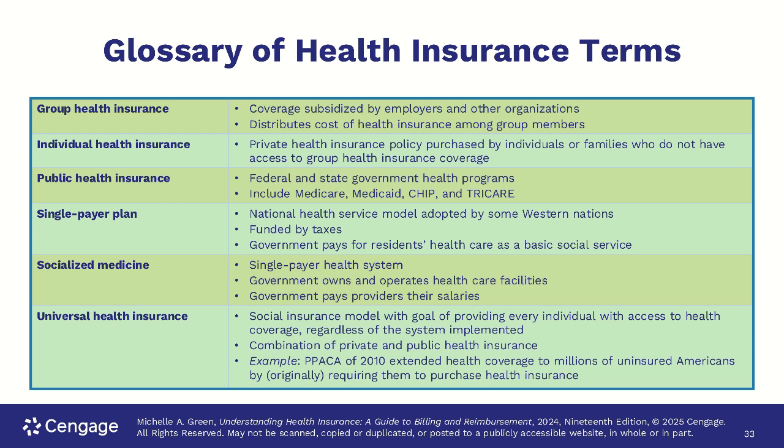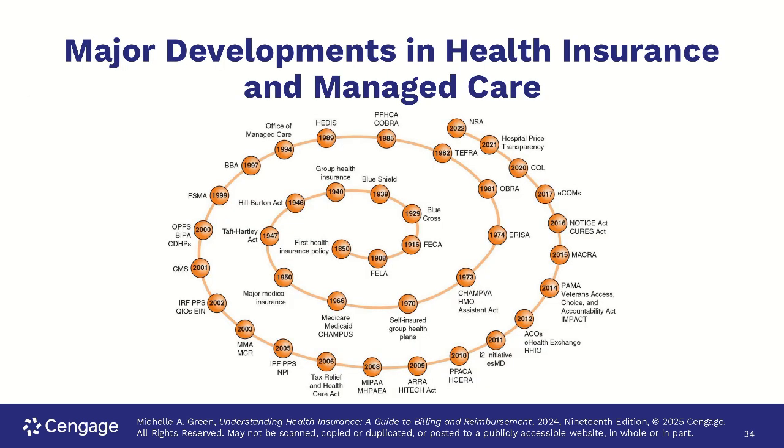Public, we talked about Medicare and Medicaid, but there are also other public plans such as CHIP, which is the Children's Health Insurance Plan, and then TRICARE, which is for our active duty military professionals.